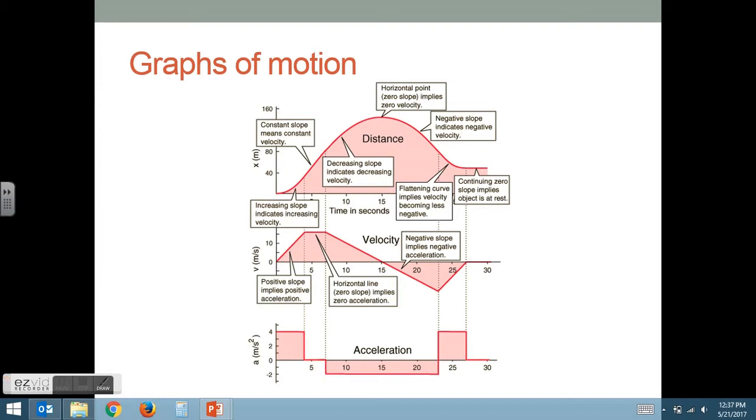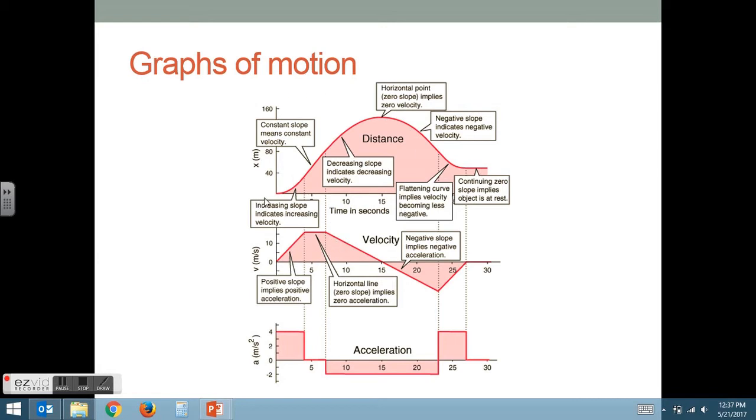Alright, so in this lesson we're going to look at some graphs of motion and look at how we can use a graph of distance versus time, velocity versus time, and acceleration versus time to talk about what the motion of an object looks like. So the top of these three graphs I've graphed distance or displacement versus time. In the middle I have velocity versus time, and in the bottom I have acceleration versus time.